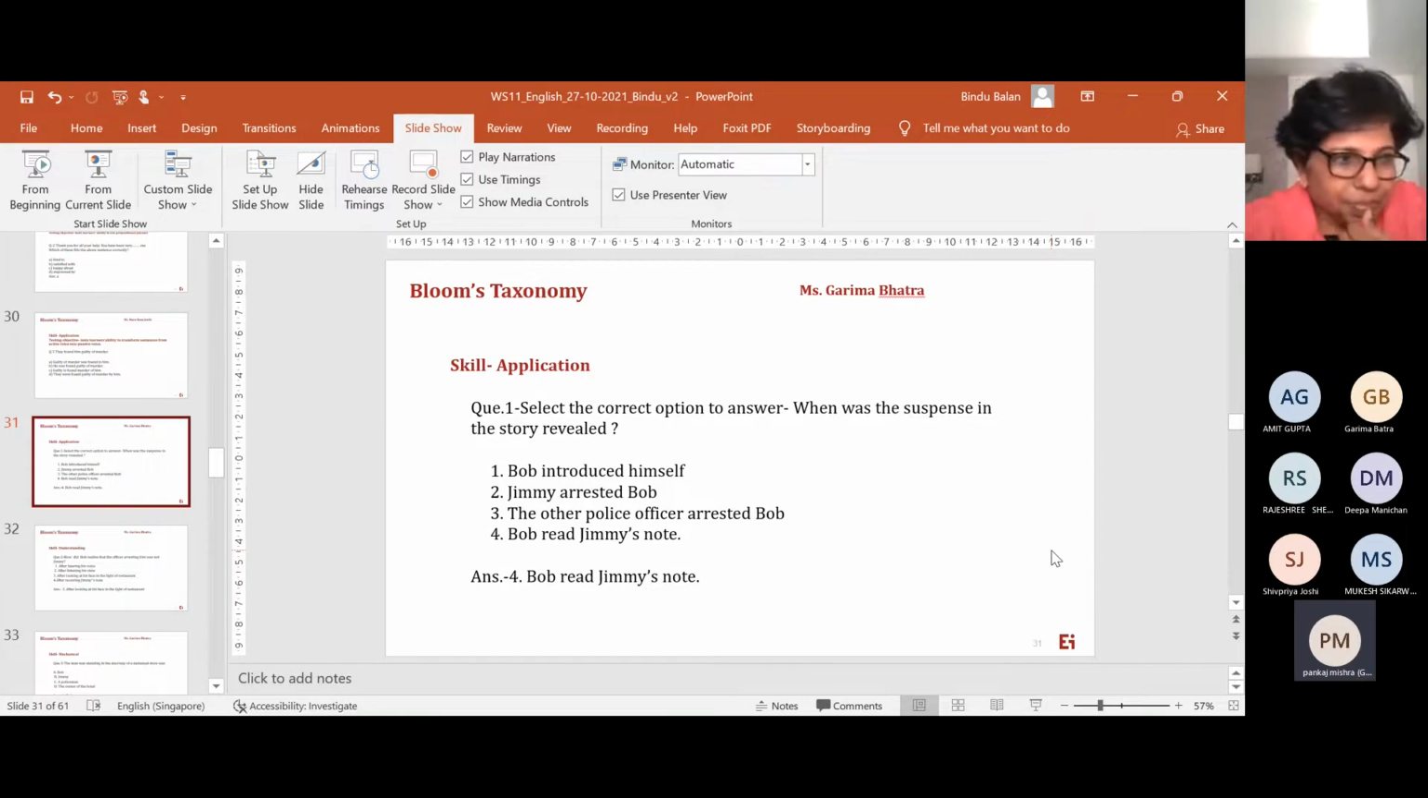Am I right, Bindu ma'am? Yes, sir. Parth and all of you are correct. Parth mentioned that it is at a conceptual level, and one step further, we can say it is at an application-cum-analysis level. So when we say analysis, it automatically includes application also.